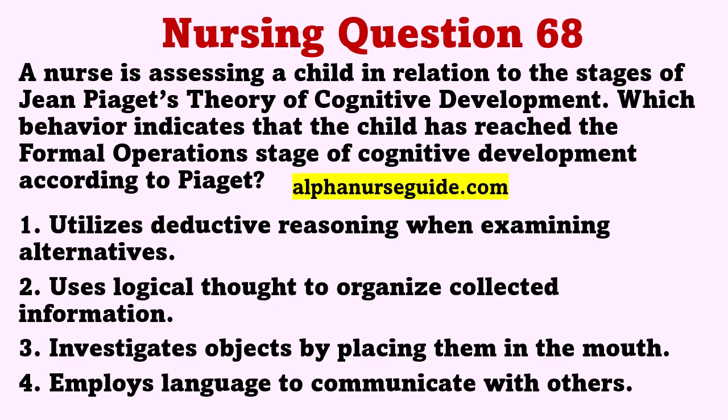The correct answer is 1. Utilizes deductive reasoning when examining alternatives. Rationale: Utilizing deductive reasoning to examine alternatives reflects the formal operation stage of cognitive development. These individuals use symbols related to abstract concepts and are capable of hypothetical and deductive reasoning.